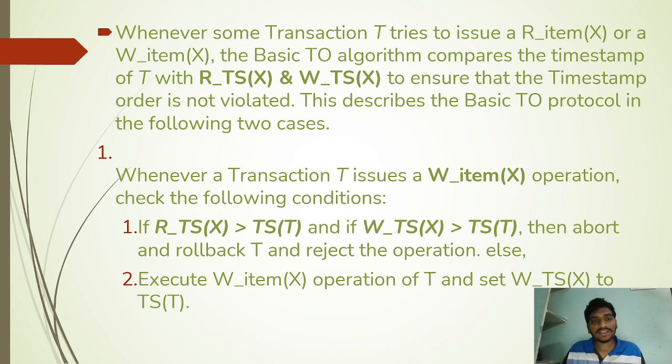Considering case one, when a transaction T issues a write_item(X) operation, check the following conditions. If RTS of X is greater than TS of T, or if WTS of X is greater than TS of T, then abort and roll back T and reject the operation. Else, if the condition is not met, execute the write_item(X) operation of T and set WTS of X to the timestamp of the transaction.